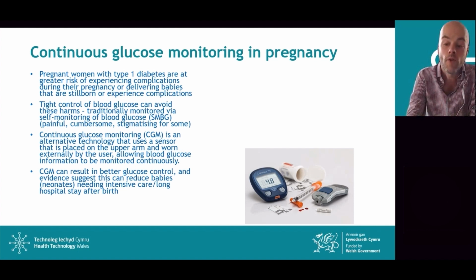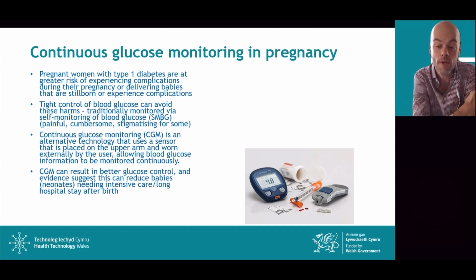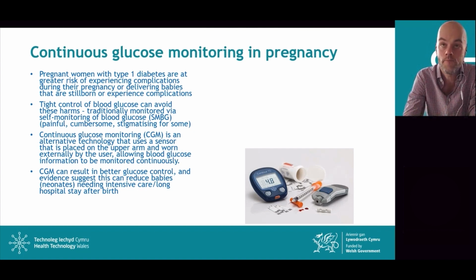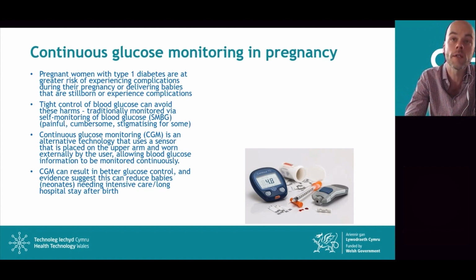Continuous glucose monitoring involves wearing a small sensor on the arm instead that's there all the time. It's relatively non-invasive and not painful to wear. And it provides blood glucose readings continuously and allows them to be monitored continuously. The aim of this is to try and result in better glucose control. And when we started this appraisal, we knew from some of the evidence that already existed that there were suggestions that this could reduce babies needing intensive care or longer hospital stay after birth.